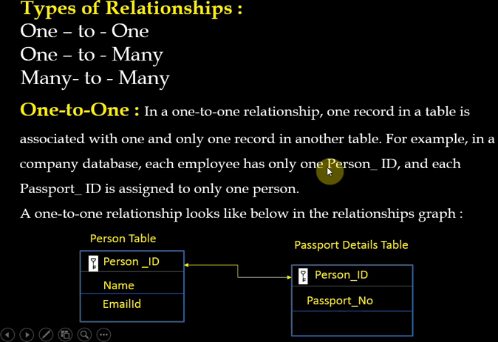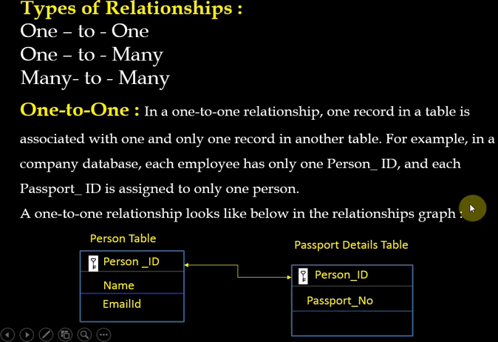Now let's see the types of relationship. There are three types of relationship: one to one, one to many, and many to many. Today in this lecture you are going to learn the one to one relationship. In a one to one relationship, one record in a table is associated with one and only one record in another table.